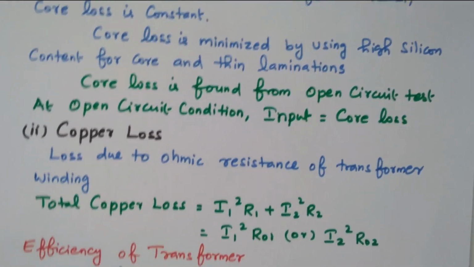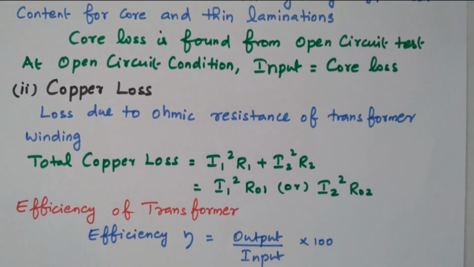Similarly, we will go to the copper loss. The loss due to the ohmic resistance of the transformer winding is called copper loss. The losses occurring in the copper winding are copper loss. So the copper loss is I1 square R1 plus I2 square R2. Normally the losses we refer to as I square R. Here I1 square R1 refers to the primary winding.